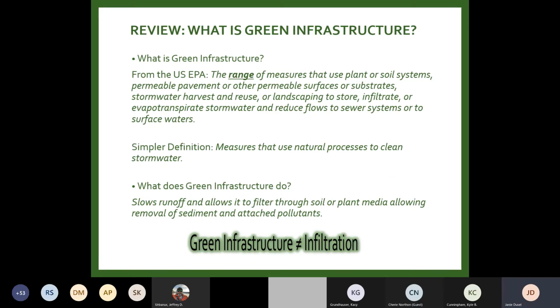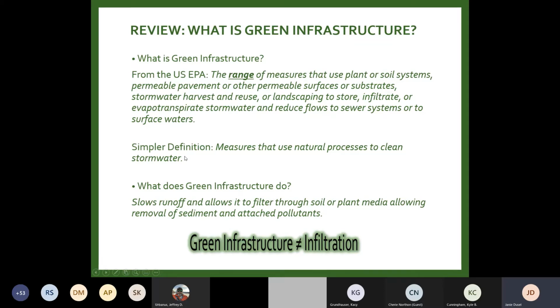So I want to do a really quick review. We've already heard from some other speakers today about this topic, but just a quick review on what is green infrastructure. So the definition on the screen from the US EPA is the same one that Ron talked about earlier. I'm not going to read it to you again because it's kind of long, but essentially the takeaway from this definition is to keep in mind that it is a range of measures, right? It's not one thing, it's a whole range of measures.